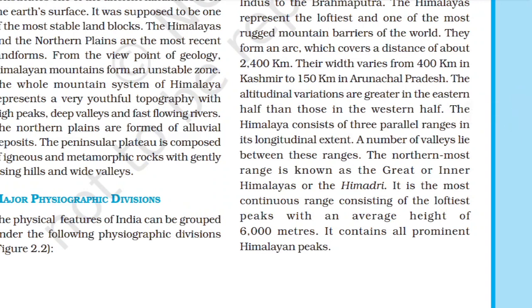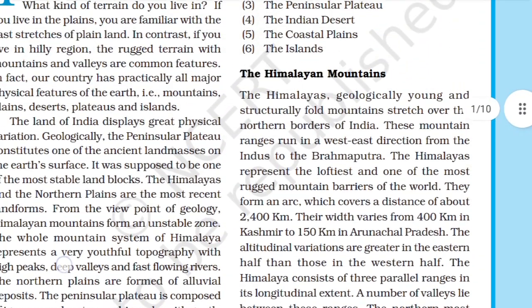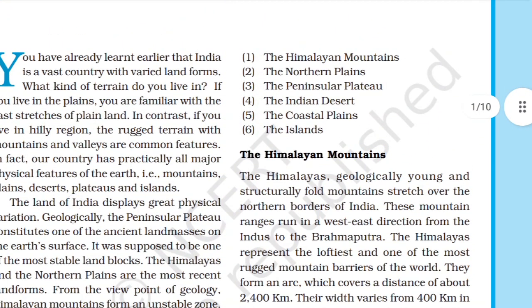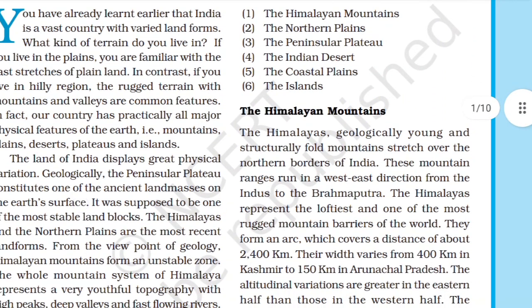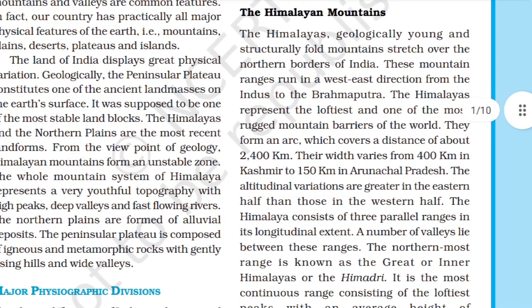Major physical divisions. The physical features of India can be grouped under the following physical divisions: the Himalayan mountains, the northern plains, the Peninsula Plateau, the Indian desert, the coastal plain, and the islands. First, the Himalayan mountains. The Himalayas, geologically young and structurally fold mountains, stretch over the northern borders of India. These mountains run in the west-east direction from the Indus to Brahmaputra. The Himalayas represent the loftiest and one of the most rugged mountain barriers of the world.